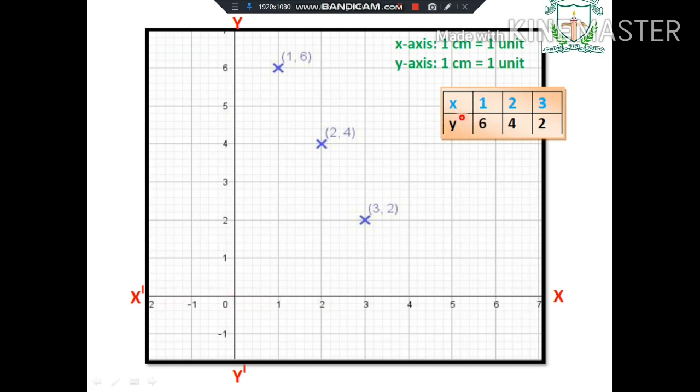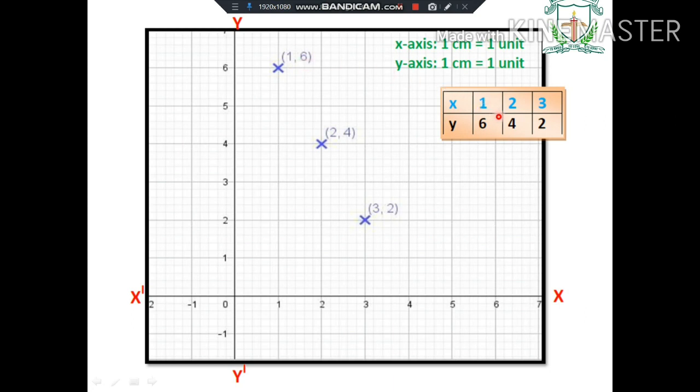Now the table is here ready. X is equal to 1, y is equal to 6. X here, dear children, this is a positive value. Move from 0 to 1. X is equal to 1. We are here now. Now move to y is equal to 6. We got here y is equal to 6. So mark here, these are the coordinates of this point: 1, 6.